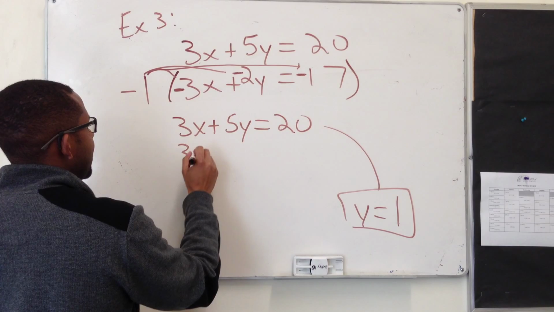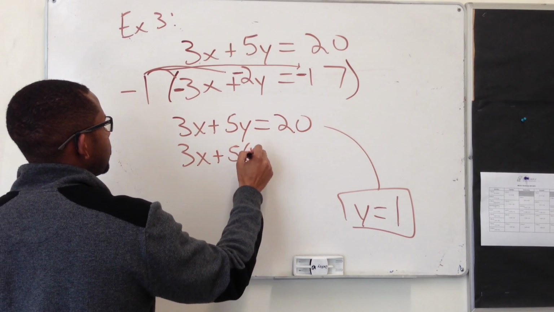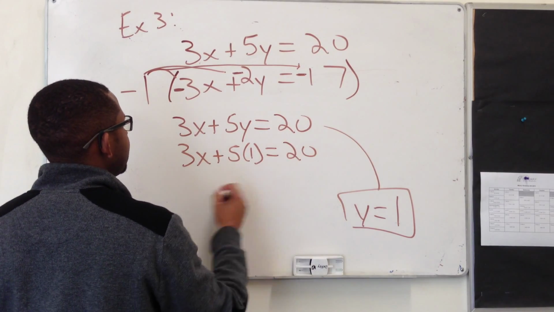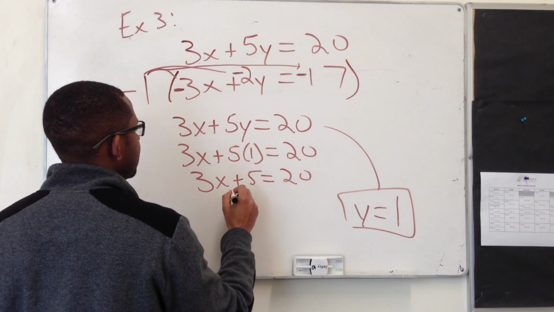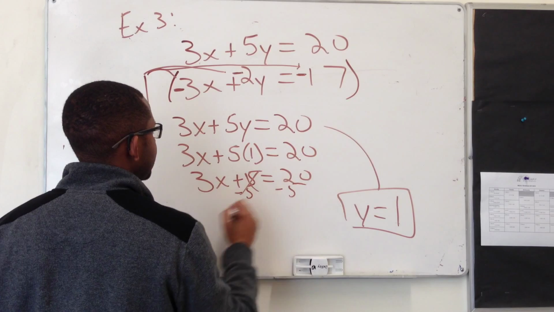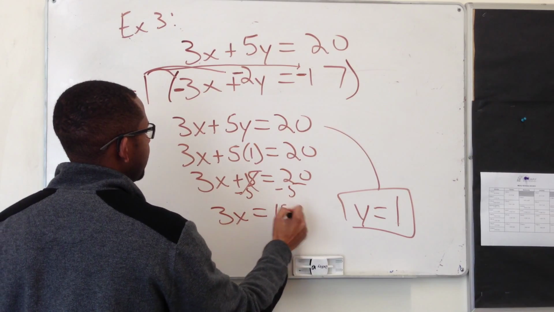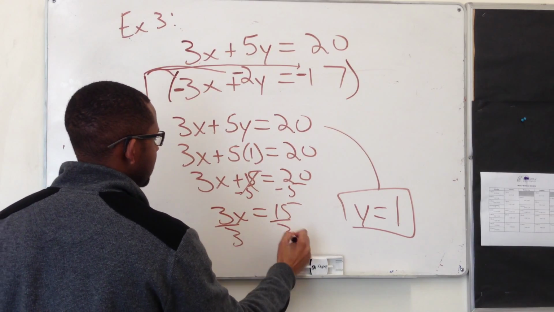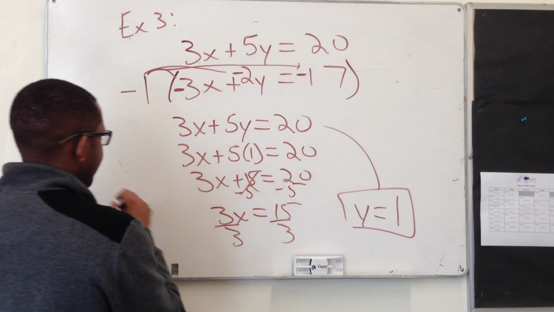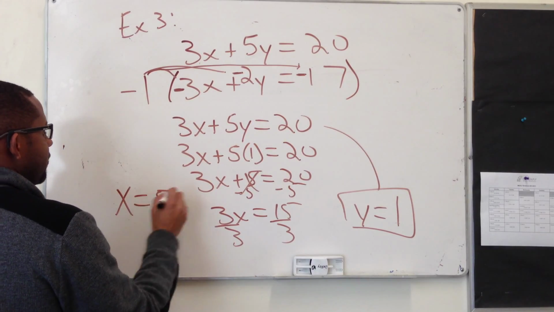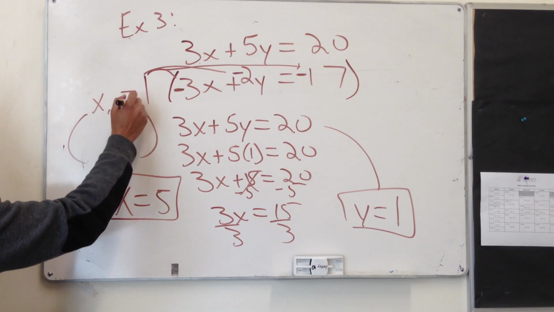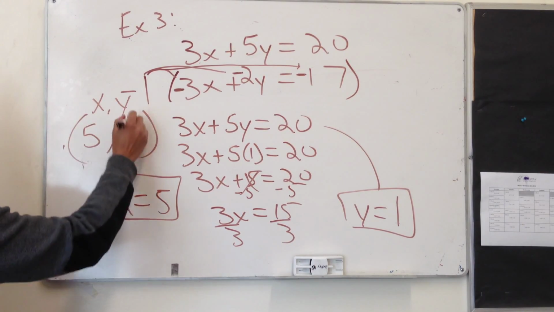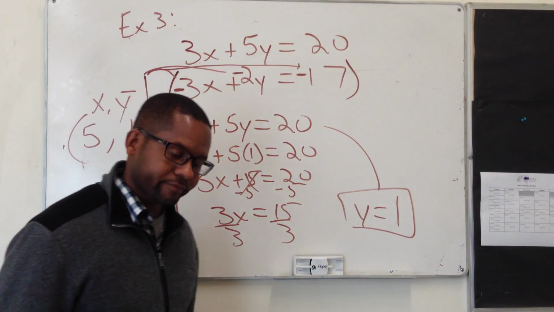So 3x plus 5 times 1 equals 20. 3x plus 5 equals 20. Minus 5 minus 5, 3x equals 15. I'm left with x equals 5. So my ordered pair, x is 5, y is 1.